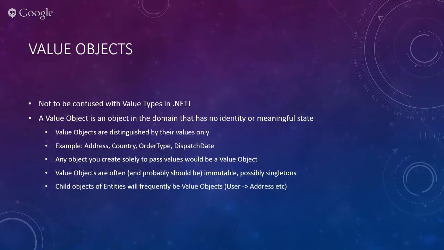You might have a collection of value objects, like a list of countries that you refer to from different parts of the application. No sense in duplicating that, because they're read-only. You just need to be able to refer to the properties of the country, so you can do that as a singleton object. Child objects of entities will often be value objects. So like I say, a user would have an address. But then child objects of entities can also be other entities as well.